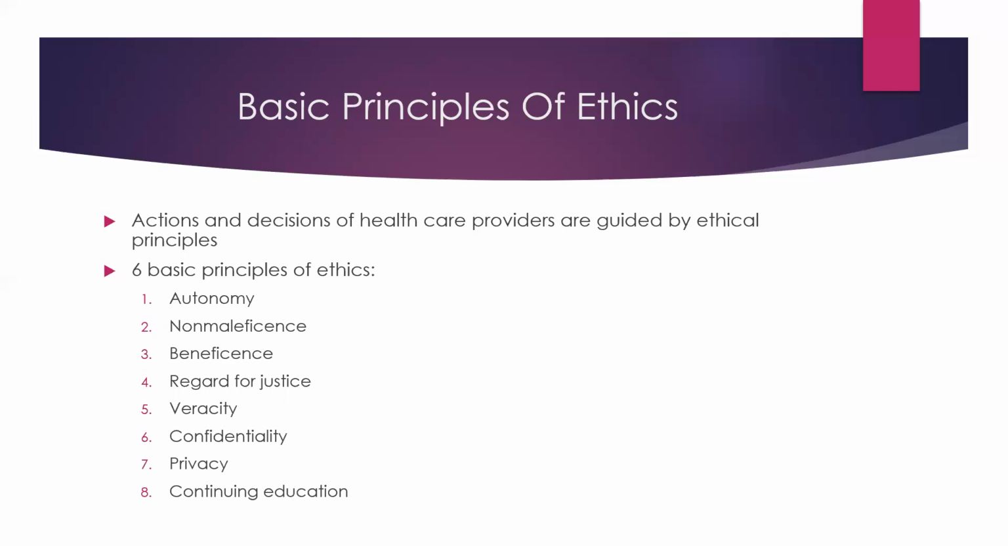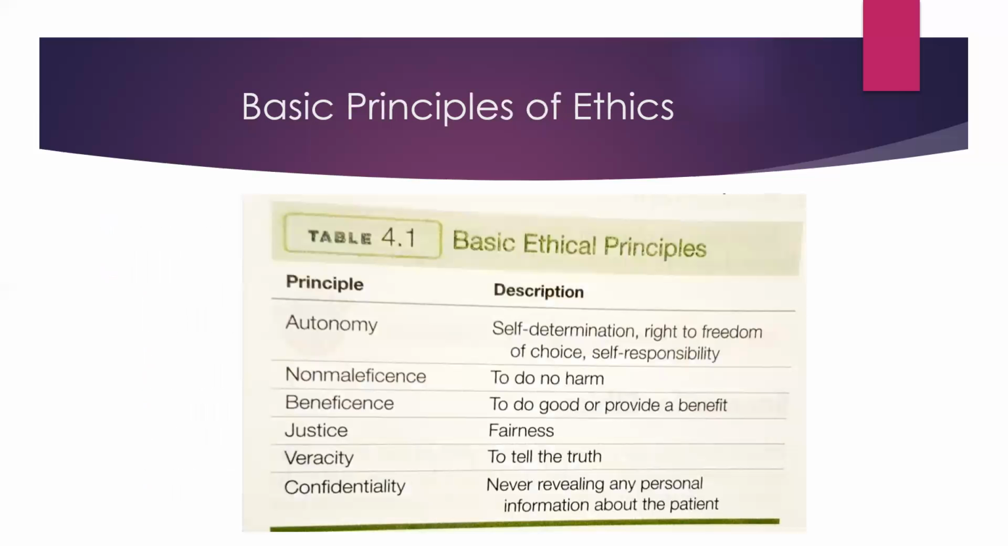There are 6 basic principles of ethics that your book has mentioned. There is autonomy, or the regard for self-determination, non-maleficence, or basically to do no harm, beneficence, the regard for justice, veracity, or truthfulness, confidentiality, privacy, and continuing education.